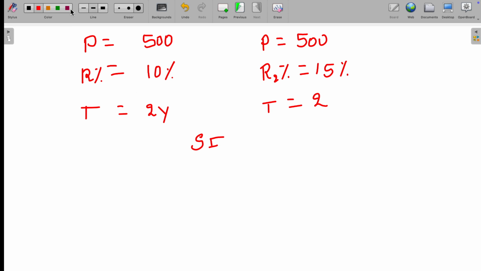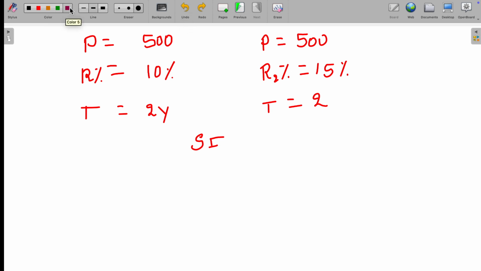How is that much difference possible? What is the difference between scheme 1 and scheme 2? Maybe 50, right? So we can just write it as 500 into 5 into 2 by 100. Yes, you can calculate the simple interest individually and then find the difference. But instead of that, you can think of a better way.